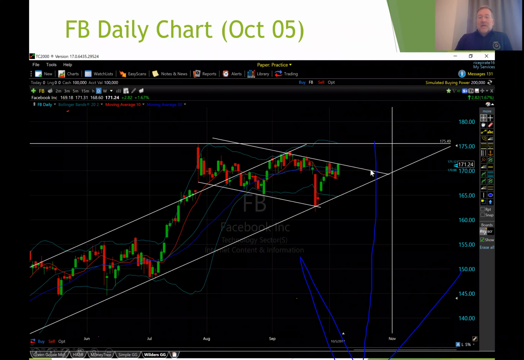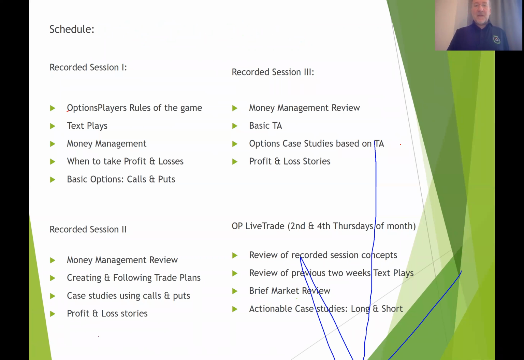I think we're going to trade between these areas, and then we have earnings right here. And who knows what it's going to do on earnings. I will not trade this over earnings. So that's Facebook.